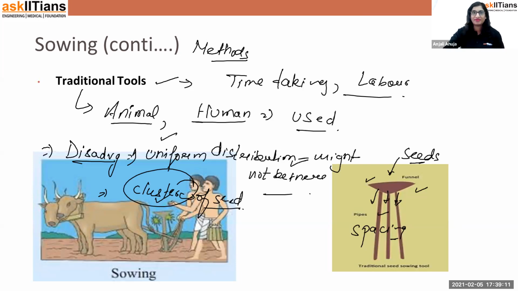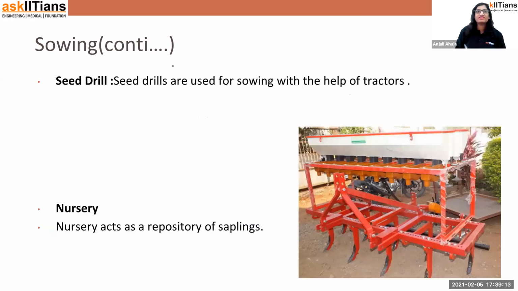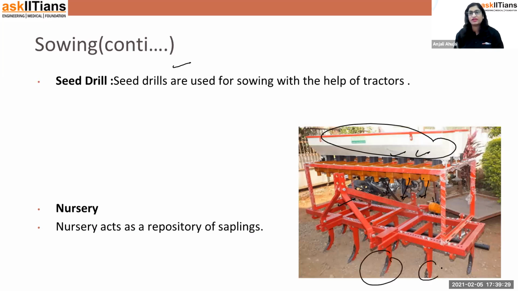Let's talk about the modern method. Modern is obviously having a machine that we call the seed drill. It is like a chamber. You put all the seeds in, and through it, they move up into the funnels and through the funnel into the ground. This is the one which is cutting the soil, piercing it, and the seeds move through the funnel. Funnels are also there, but they are metallic, and there is a piercing structure. It is used with the help of tractors.